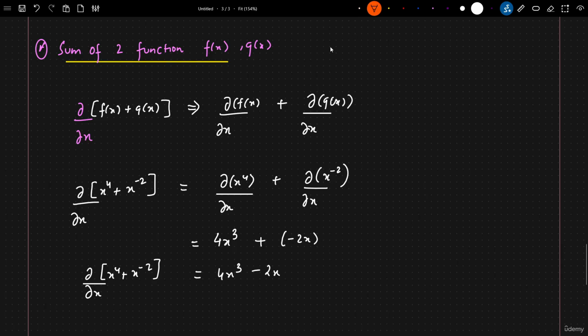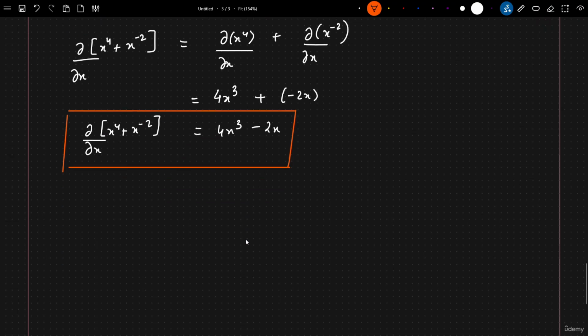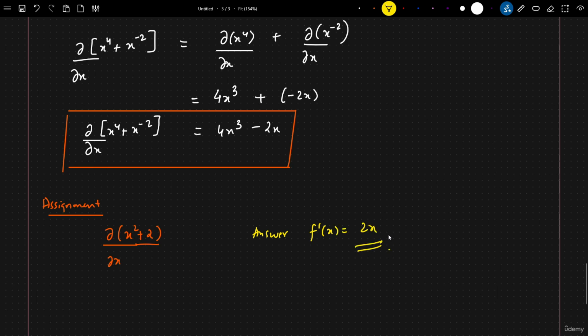See how easy it becomes once you understand the core concept. With respect to different scenarios, you can find out the derivatives. Similarly, let's do one example as an assignment. Let's say I want to find the derivative of x square plus 2. Just go ahead and find it out, but I will directly tell you the answer. f dash of x is nothing but 2x. Just go and see how this answer comes.